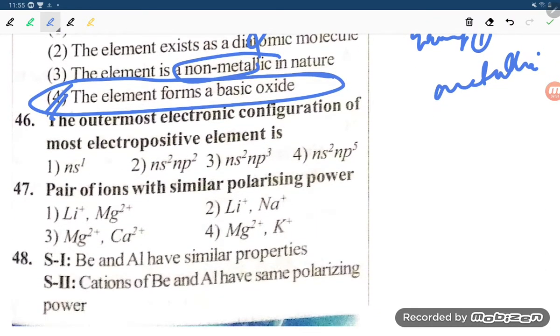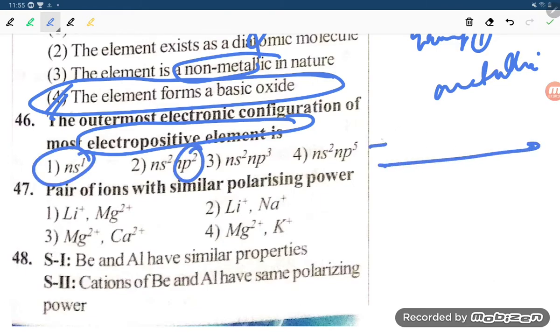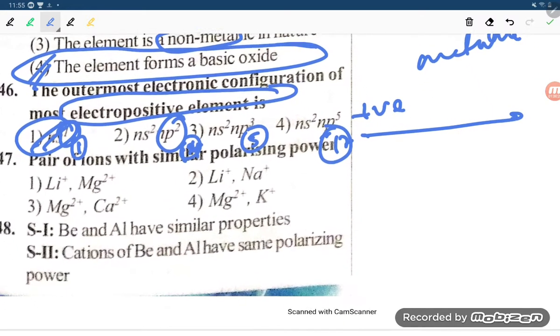Next one, question number 46. The outermost electronic configuration of the most electropositive element, student. That is ns1. Group 1 elements are electropositive. So this is group 1, 1 electron means group 1. This is group number 2, and this is group number 5, and this is group number 14, I think 14, and group number 17. So the most electropositive is represented by option number 1.